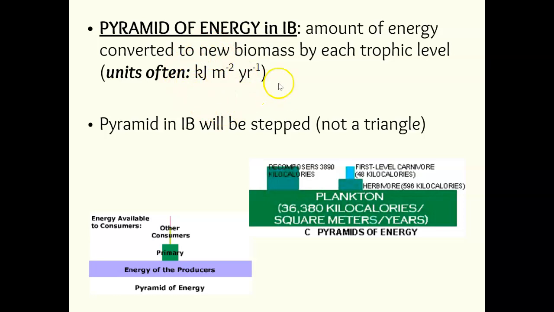The units are kind of similar to biomass, except for this first portion needs to be a unit of energy. So kJ would be kilojoules, for example. But it's still like an energy unit per an area unit per a time unit.